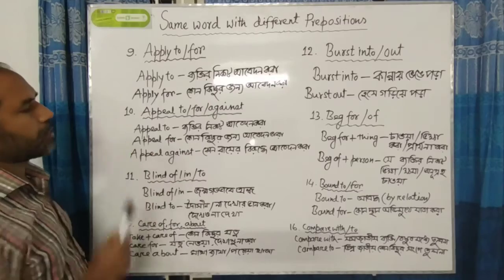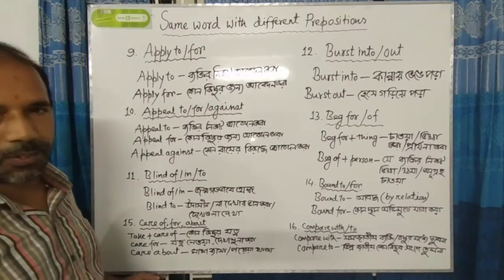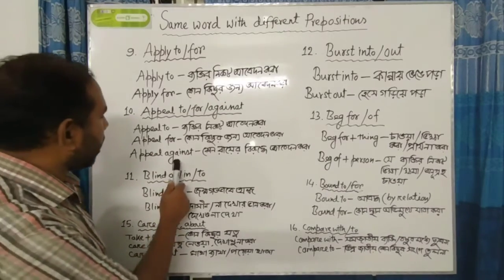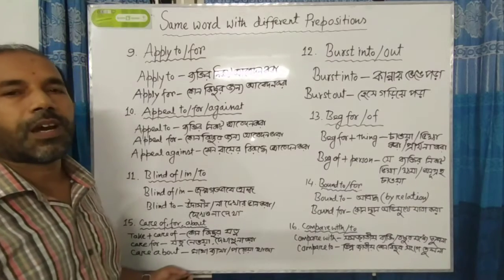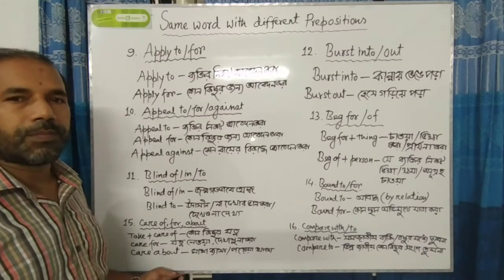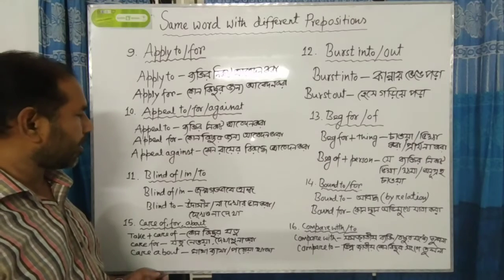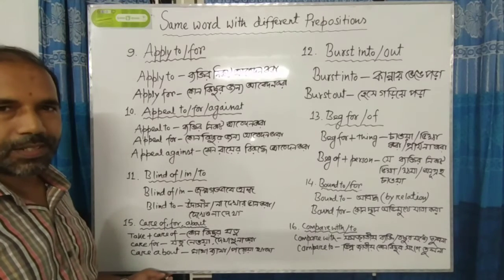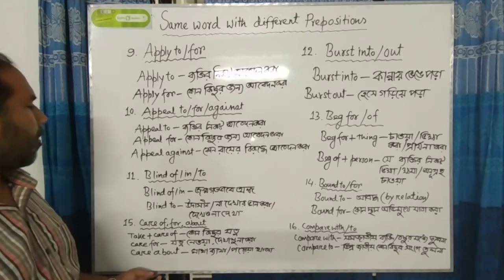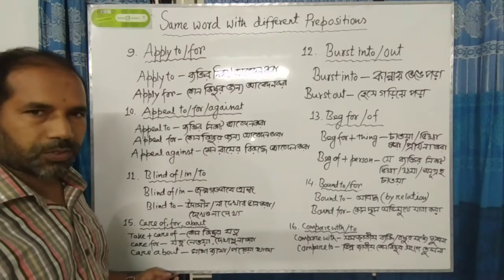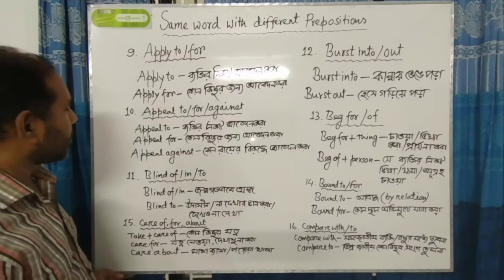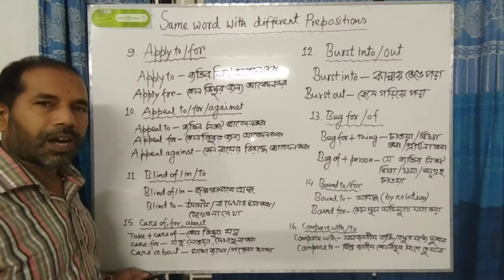Appeal for something, কোনো কিছুর জন্য আবেদন করা. Appeal against, কোনো রায়ের বিরুদ্ধে আবেদন করা. We see many people run cases in the court, and if they are misjudged, they appeal in the higher court. So for this reason, appeal against কোনো রায়ের বিরুদ্ধে আবেদন করা.